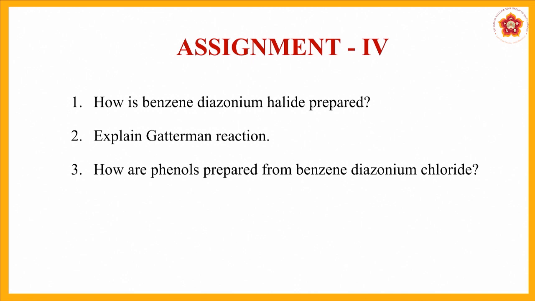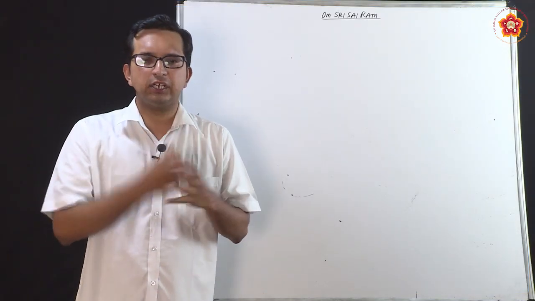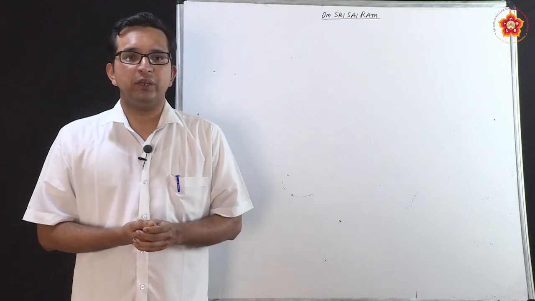We have a small assignment based on various aspects of benzene diazonium chlorides. The first one: how is benzene diazonium halide prepared? How is this halide compound prepared? The simple preparation reaction you can put up. Explain the Gattermann reaction. I hope you remember that copper metal was used for this, and this reaction deals with the introduction of a chloro or bromo group on the benzene ring. How are phenols prepared from benzene diazonium chloride? The phenol reaction from benzene diazonium chloride is a pretty simple one, where a water molecule is directly put on the benzene diazonium chloride and the corresponding phenols are obtained.